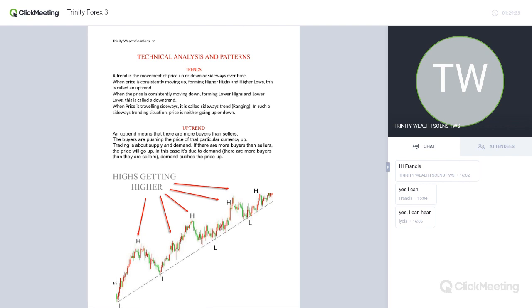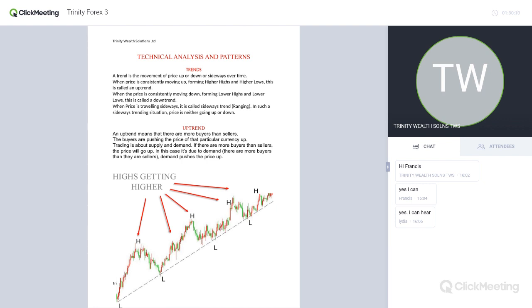All right. So we look at an uptrend. An uptrend means that there are more buyers than sellers. Remember, we said the buyers push the market up, and the sellers push the market down. So the buyers have pushed the price of that particular currency up. Trading is about supply and demand. If there are more buyers than sellers, the price will go up because the demand is high. The demand is higher than supply. So what happens? The price of the commodity goes up.